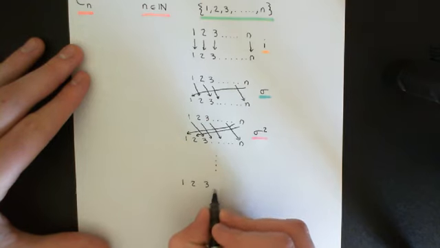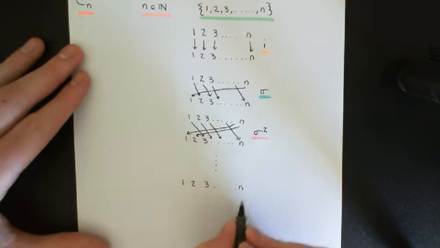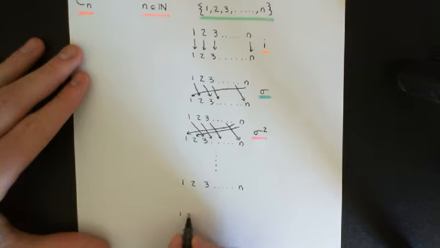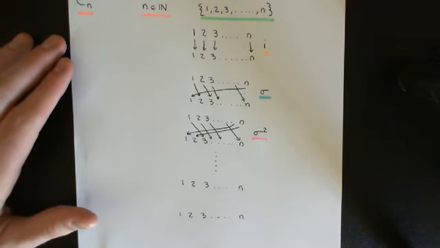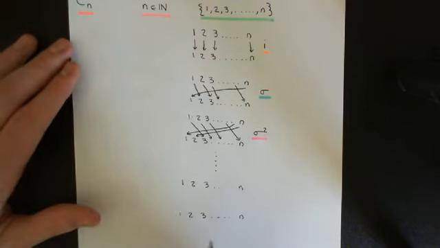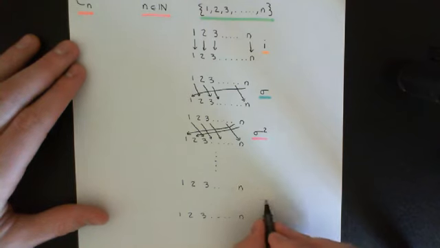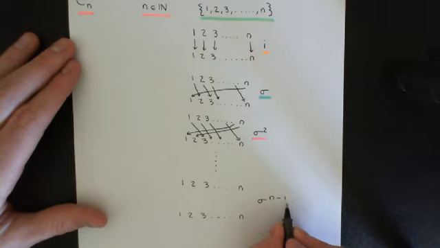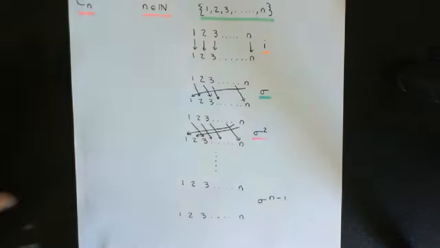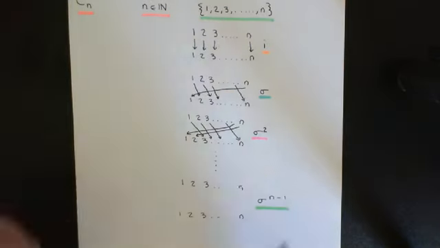So let me just show you this. Once again, here is our set, 1, 2, 3, all the way up to little n. Here it is again. Now what I'm going to do is move it along little n minus 1. So if I move it along little n minus 1, then I can call this sigma to the power of little n minus 1, because it's going to be do sigma little n minus 1 times. And we'll have it denoted in green here.